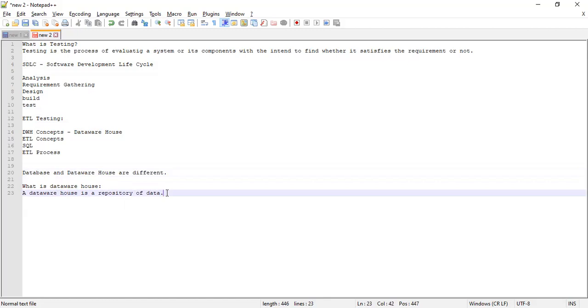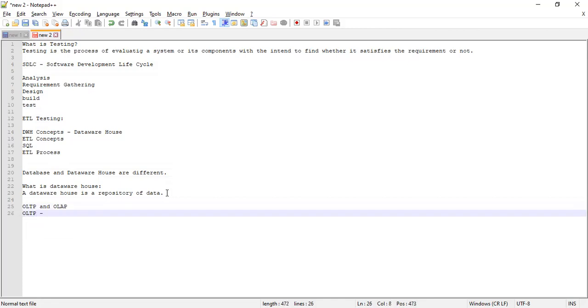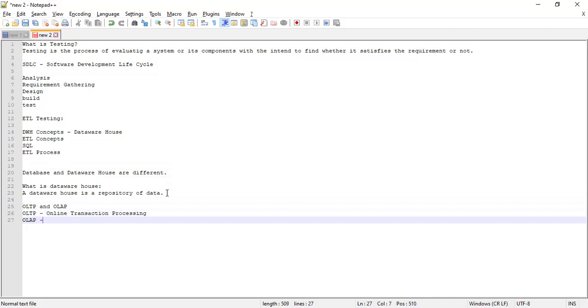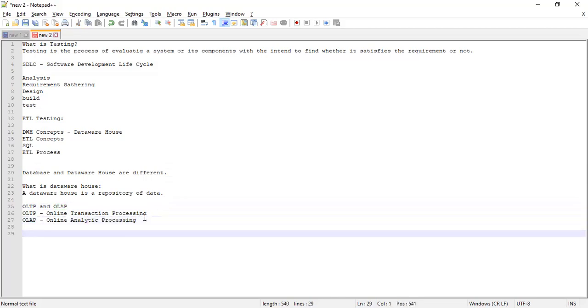To understand this, first you have to understand OLTP and OLAP systems. OLTP stands for online transaction, and OLAP stands for online analytic. The names are self-explanatory, but let me explain. To understand that, let me open a whiteboard.